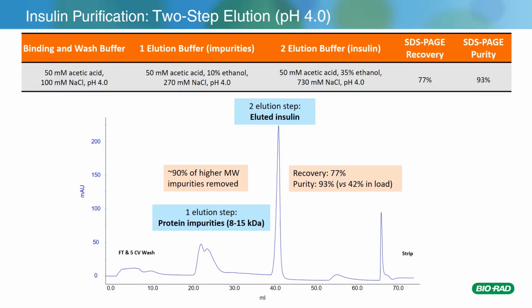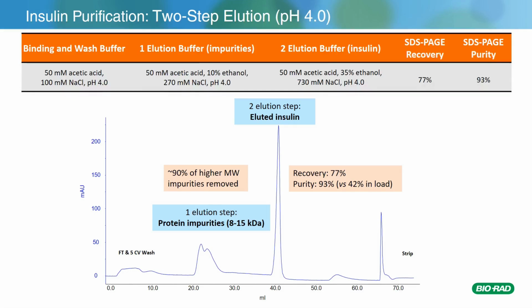And during the binding wash, there's no insulin detected in the flow-through. And then during the first elution step, the high molecular weight cleavage products are eluted, and 90% of these were removed.